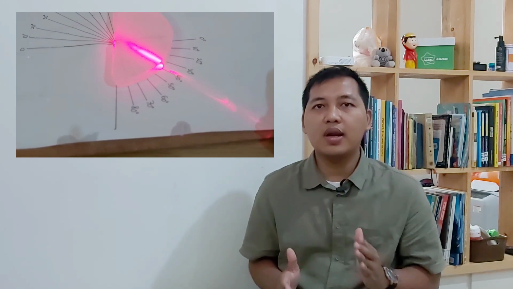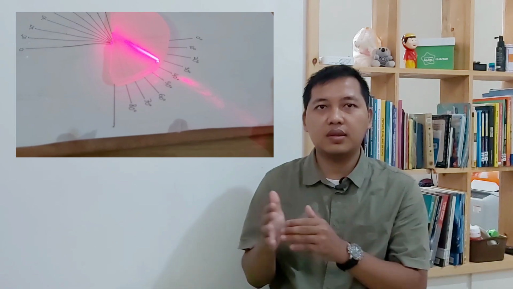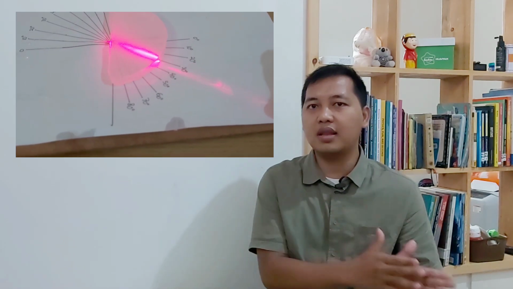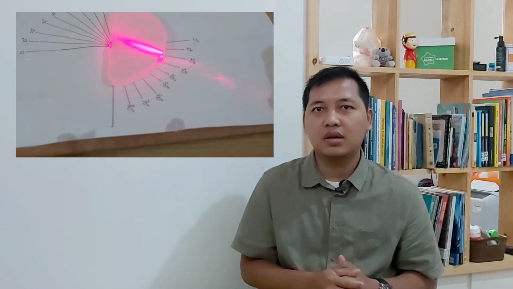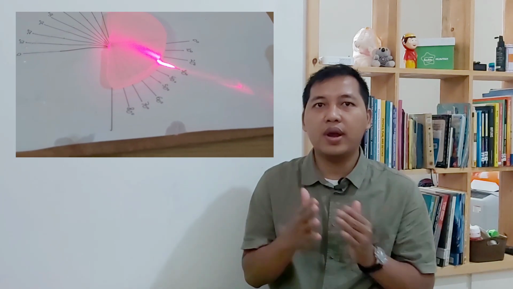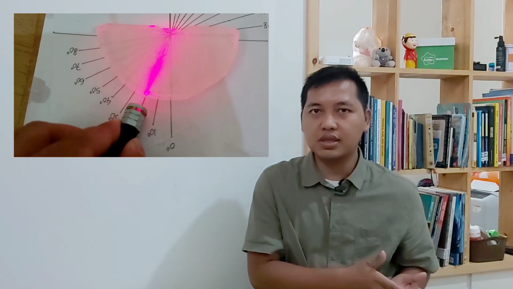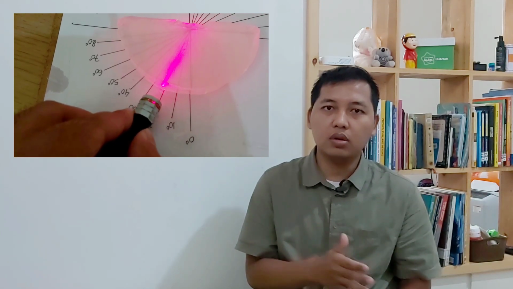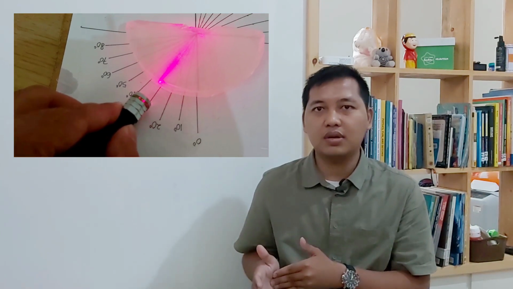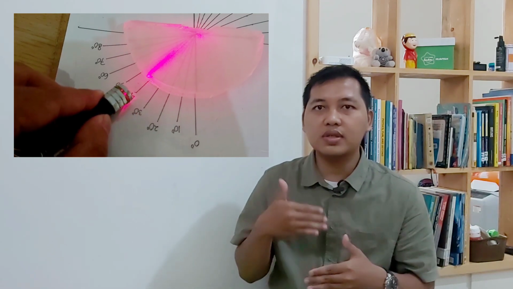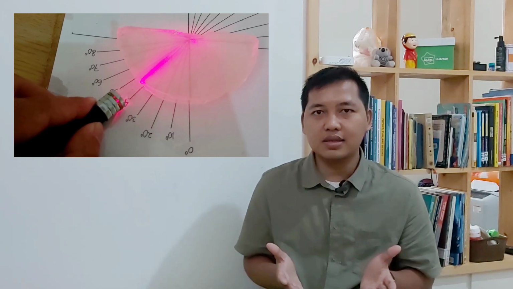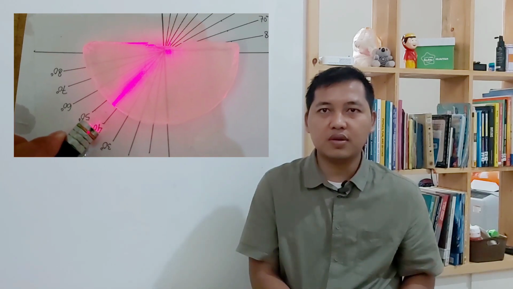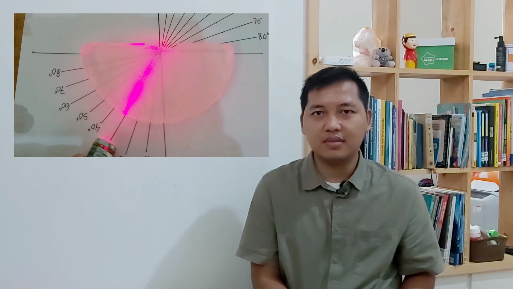Finally, why does light change direction when it passes from one material to another? The answer lies in the way its speed changes. Light travels fastest in a vacuum and almost as fast in air. It travels more slowly in glass, water, and other transparent substances.